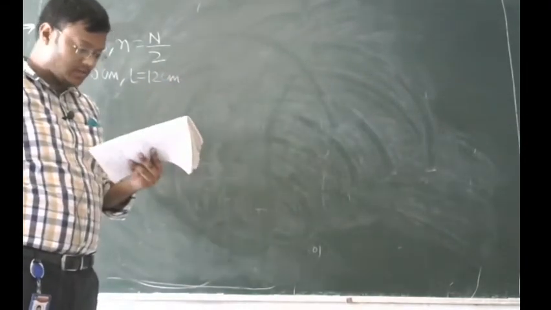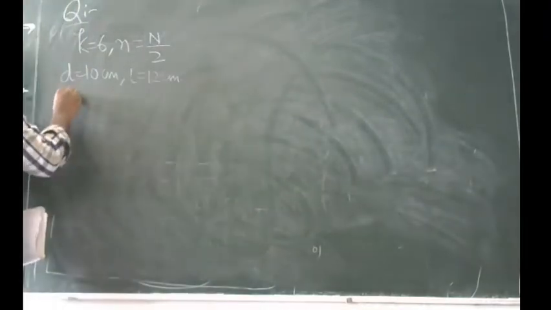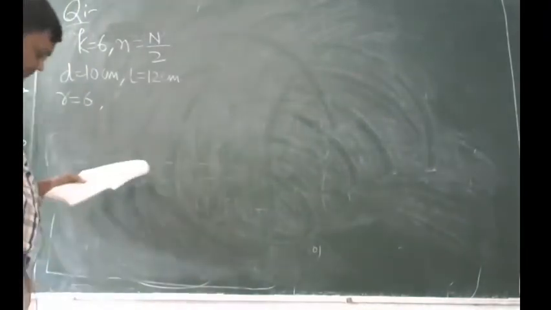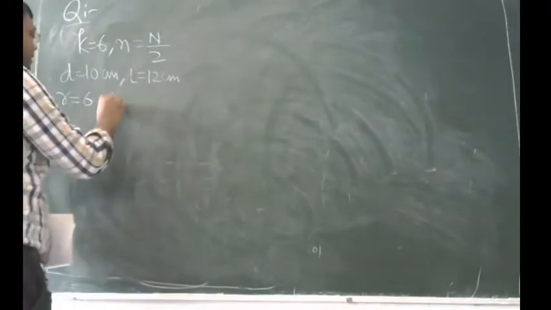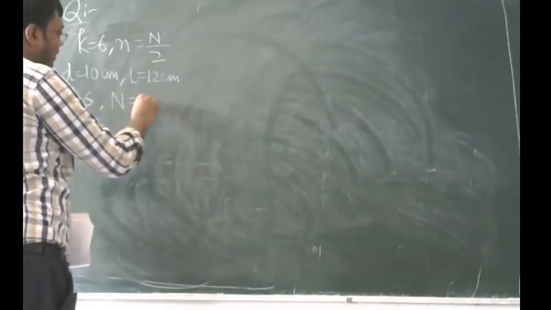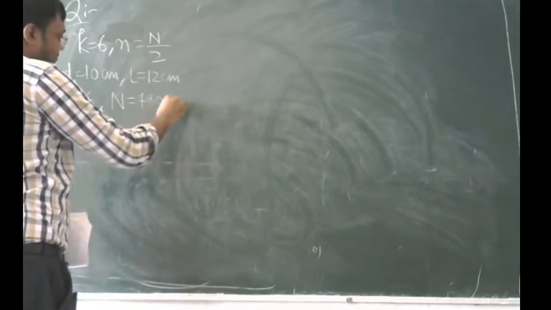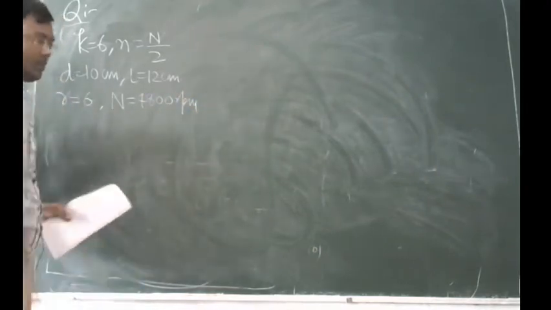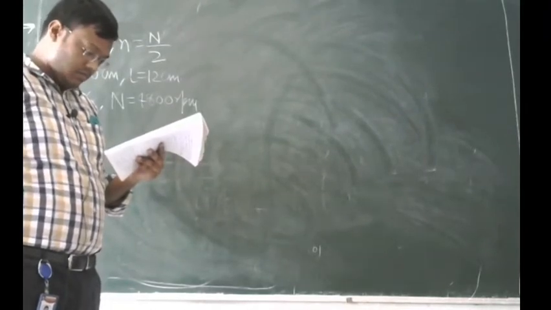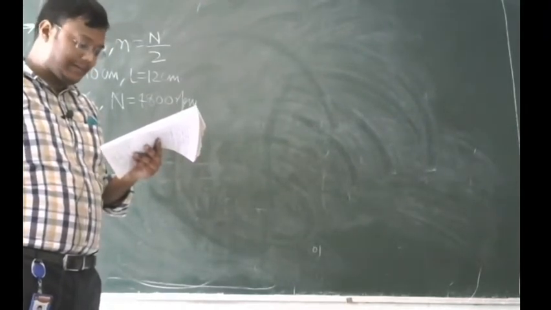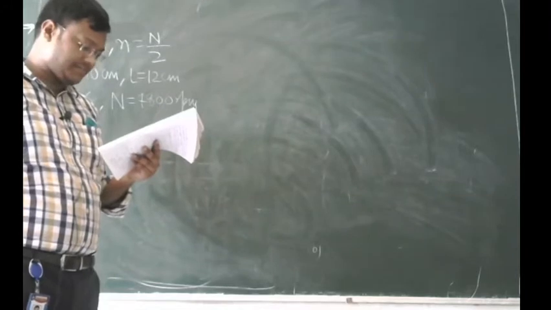With a compression ratio of 6, the compression ratio R is given here as 6, at 4800 RPM. The value of capital N is given here as 4800, on a dynamometer with an arm of 5 centimeter.